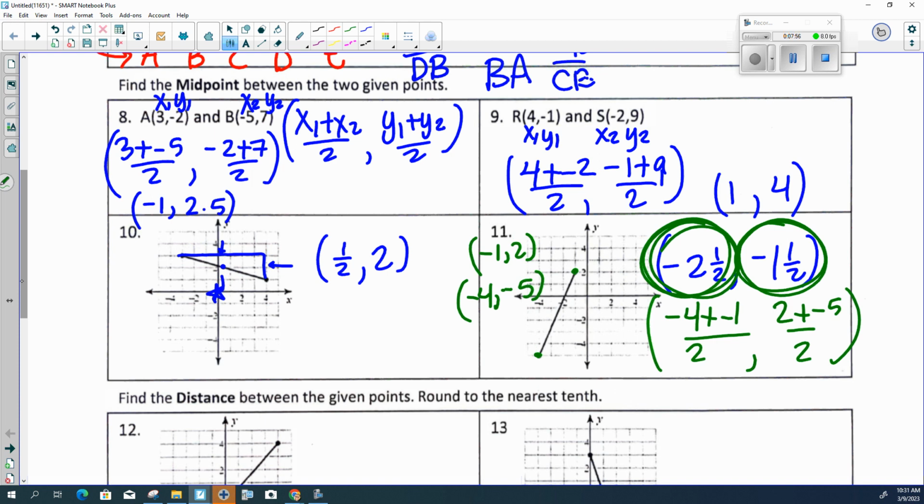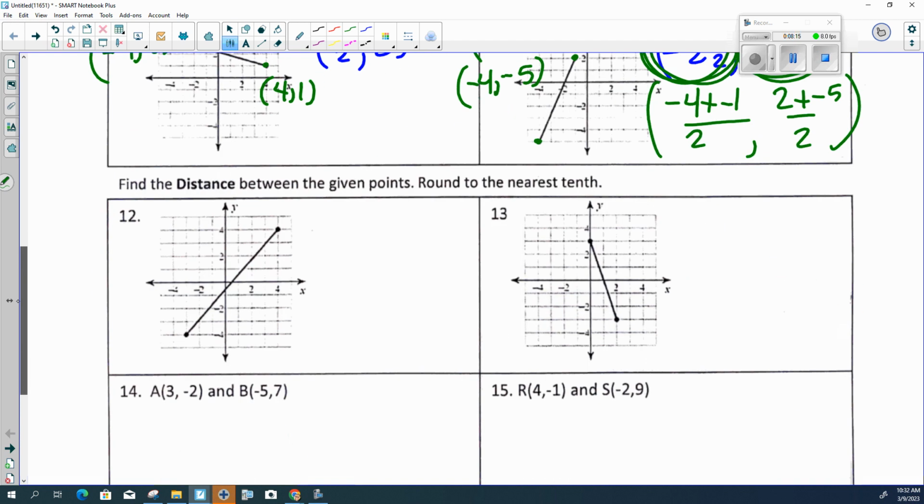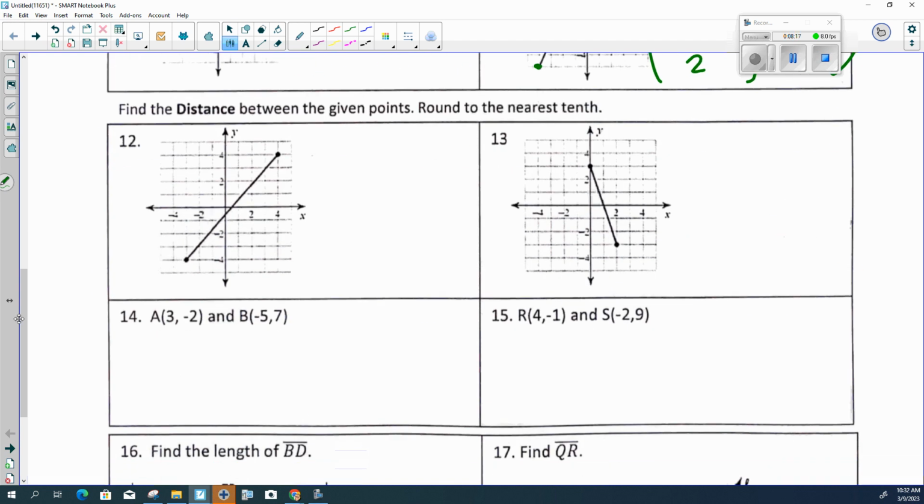Especially with these halves, the drawing method is kind of difficult. So maybe you don't want to use the drawing method. Maybe you want to use ordered pairs, and then use the formula. Same answers though. This one says to find the distance.